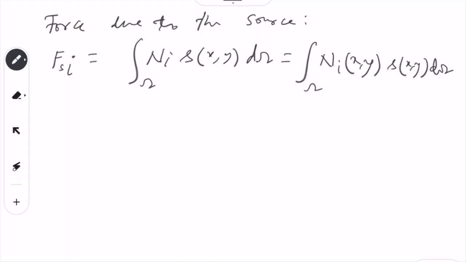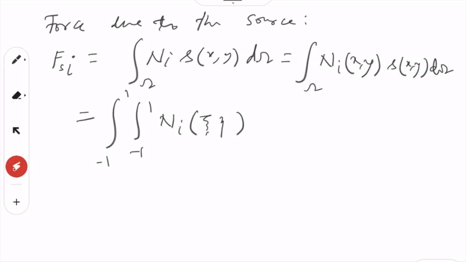So now we have to change it. What we have to do is write N_i in terms of xi and eta. So we can write the integral from -1 to 1, -1 to 1, and N_i has the same value, so this will be N_i(xi, eta). We simply convert from the xy system to the xi eta system. Basically, we simply write N_i in terms of xi eta, that's it. So this and this are basically the same. The only thing is xi and eta have correspondence to each other. So we can just write N_i in terms of xi eta, and we are good.